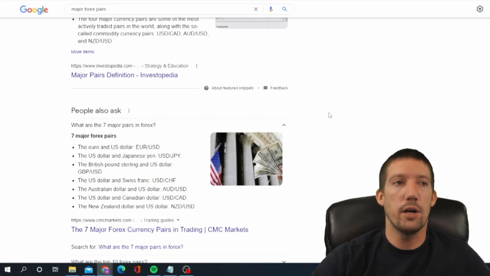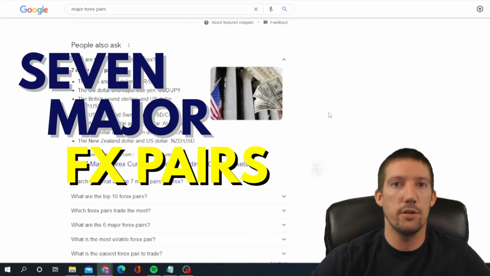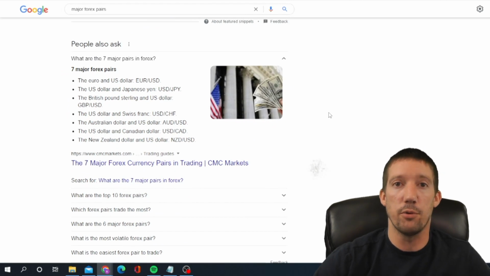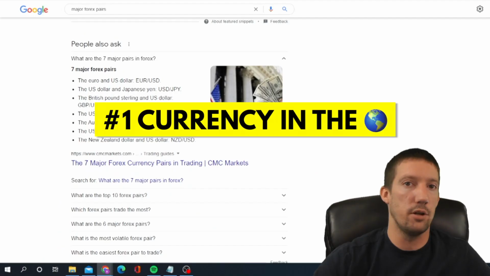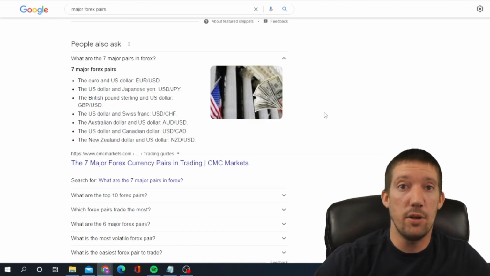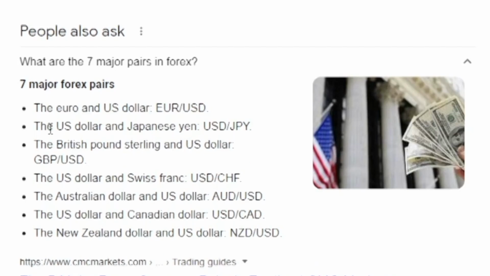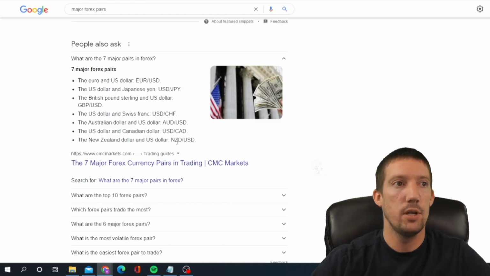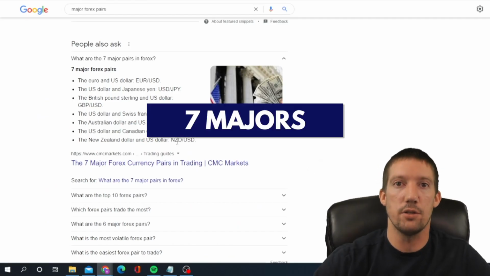So if you're trading Forex, there's 7 major Forex pairs, and those are going to be the Forex pairs that are related to the US dollar, which is the number one currency in the world. It's a world reserve currency. But the 7 major Forex pairs are going to be USD JPY, Euro USD, GBP USD, so the pound to the dollar. Then you have USD Swiss franc. You have AUD USD, USD CAD, and NZD USD. So those are going to be like 7 majors that you can choose from.